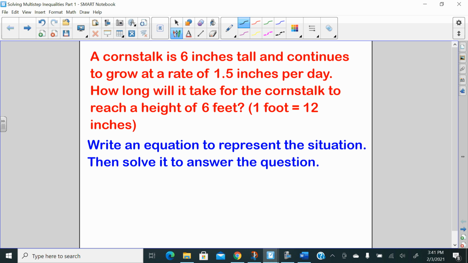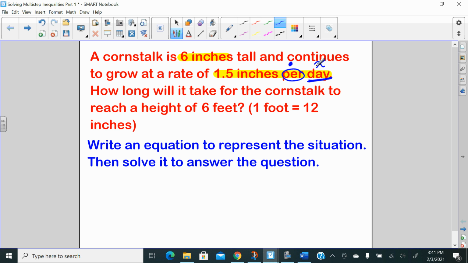So what do I have so far as my problem goes? Well, I've got 6 inches, and I've got 1.5 inches per day. And in my mind, I'm already thinking, oh, I know about that word per. That always means to multiply. And specifically to multiply by a number of days. Oh, wait, that's my x, a number of days. Now, let's see if that holds up as I continue to read.